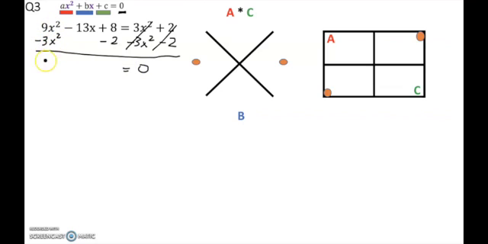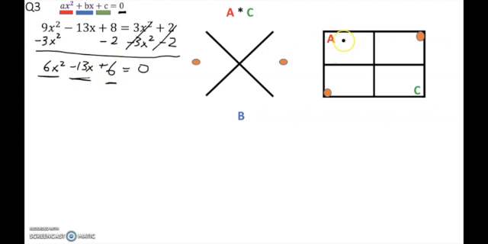So this will cancel out and this will cancel out, leaving us with 0 on the right side. 9x squared minus 3x squared should equal 6x squared. Minus 13x comes down, and 8 minus 2 should equal plus 6. Now we have it all equal to 0, so we can commence with our box method.